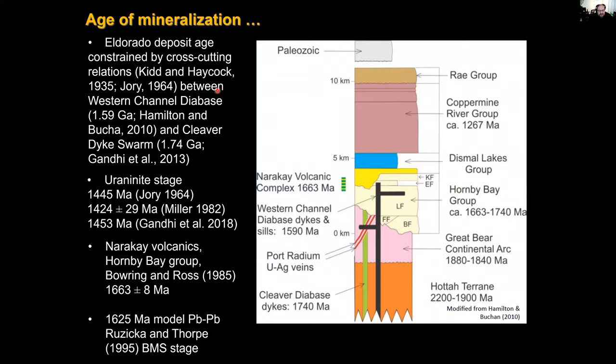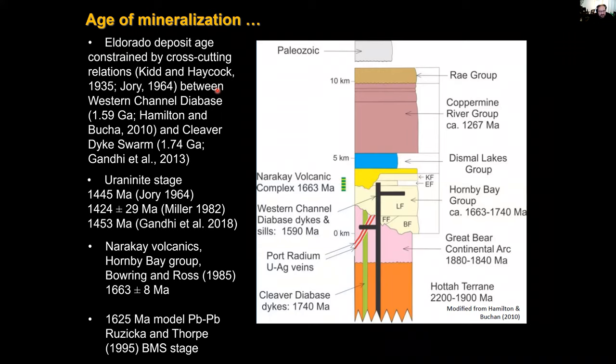And the cross-cutting relationships dictate that the mineralization occurs between two intrusive events. And in the case of Eldorado, these intrusive events are the Cleaver diabase, at 1740 Ma, and the Western Channel diabase. And the Western Channel diabase actually cuts right through the Eldorado deposit. And in the original studies done by Kidd and Haycock and Jory, the mineralized structures are truncated by the Western Channel diabase in those articles. So that's basically where the cross-cutting relationships come from.